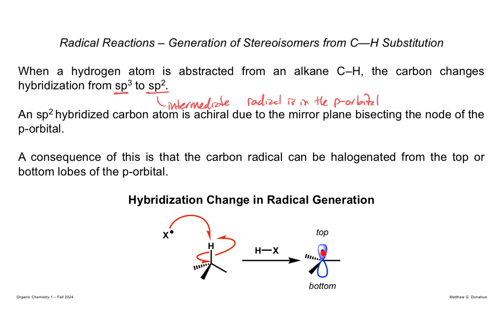And for lack of a better way of communicating it, the dot is the unpaired electron, the radical. But what you have to keep in mind, since that's a p orbital, is that unpaired electron density exists in both the top and the bottom lobes. So even though the dot is just shown there, it's in both places at once.